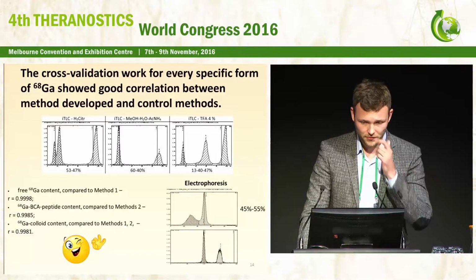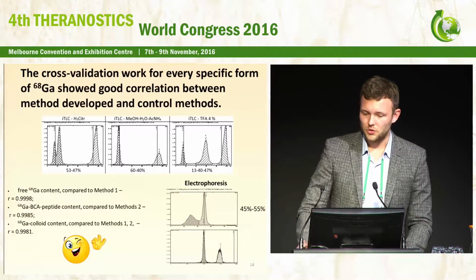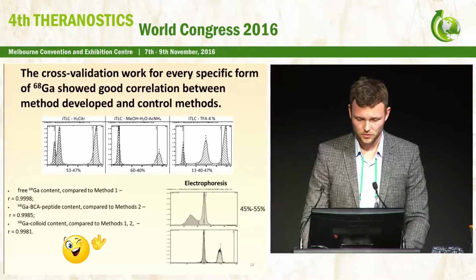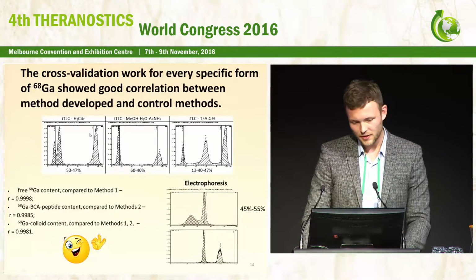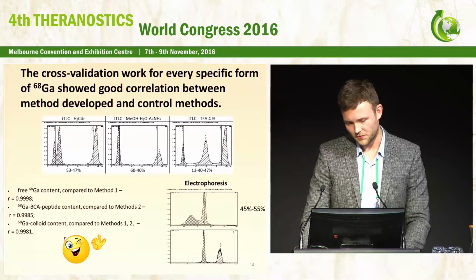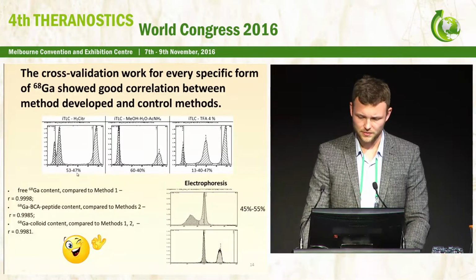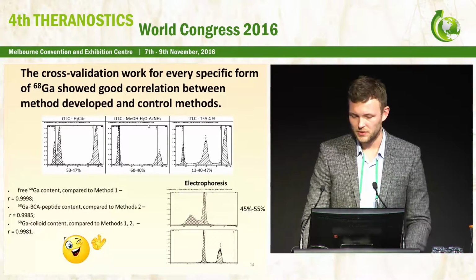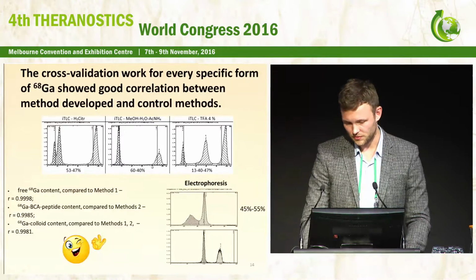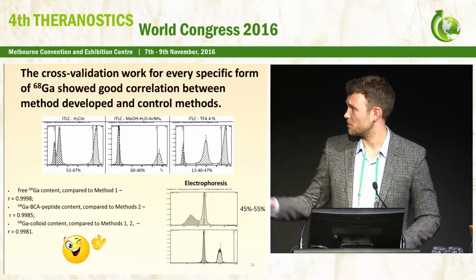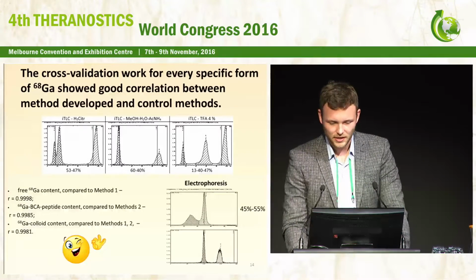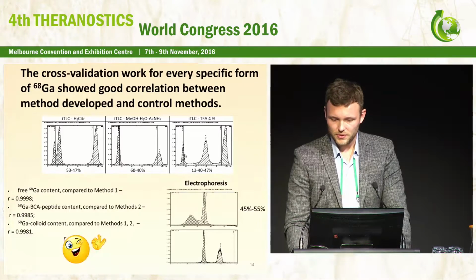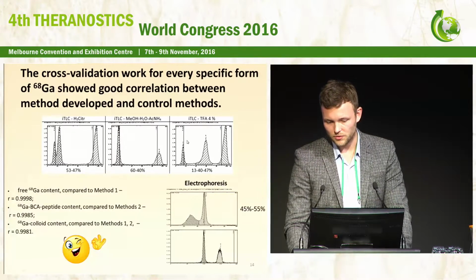The cross-validation work for every specific form showed good correlation between the other methods used. You can see here, this is a citric buffer method. Here is the free gallium amount, 47%. Here it is 47%. Here is a pharmacopoeia method with ammonium acetate and methanol. Here is a peptide, this is a model preparation with all free spaces, 40% of the peptide. Here we see the real amount of the colloidal form.